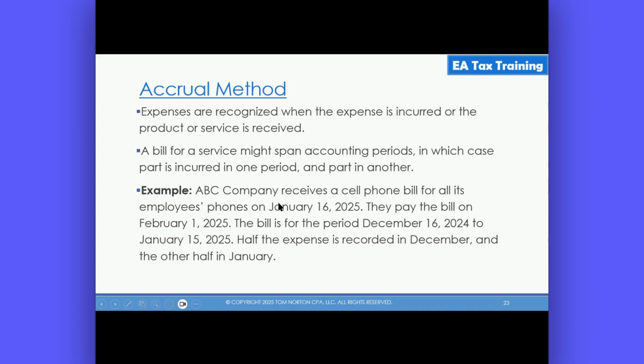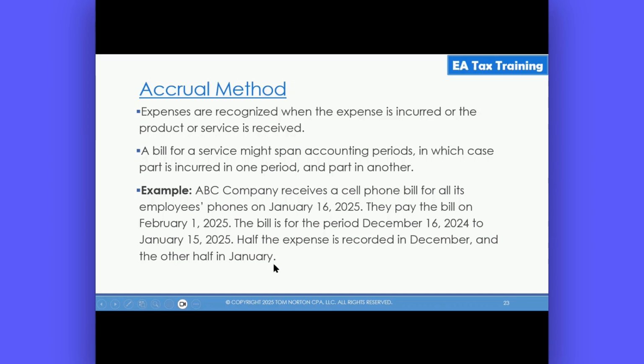So, for example, ABC Company receives a cell phone bill for all of its employees' phones on January 16th of 2025. They pay the bill on February 1st of 2025. The bill is for the period December 16th, 2024 to January 15th, 2025. Half the expense is recorded in December and the other half in January. So note here, the bill was not paid until February of 2025, but none of the expense is recognized in February.